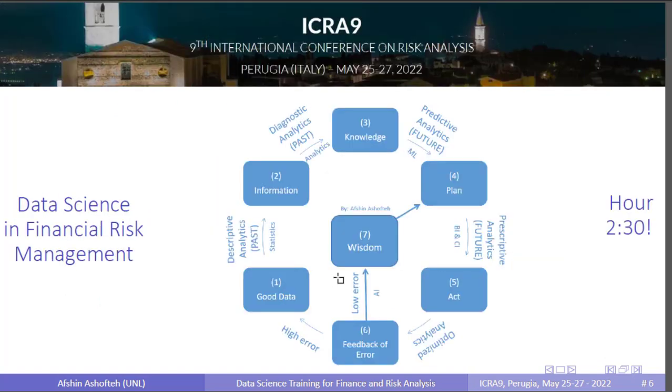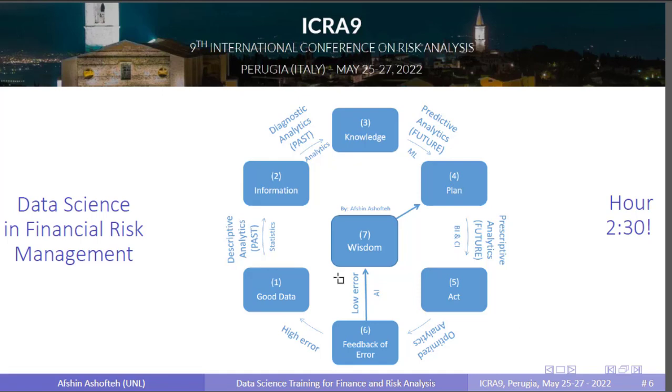In this graph, we see how data science works in general. First, we start with data, but the quality of data is important. We use statistics for descriptive analytics to form the information. We use analytics and diagnostic analytics to extract knowledge. And all of these steps are working on historical data. But in finance, the future is important, right?